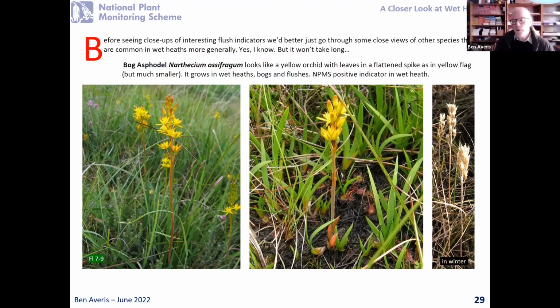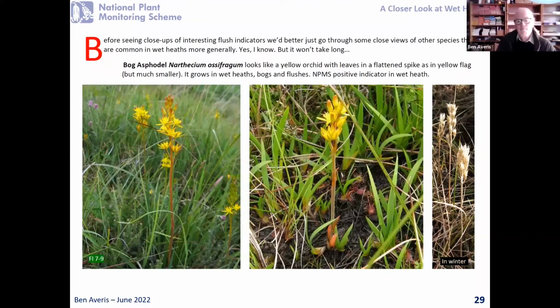One thing we better do is take a look at some of the commoner species that we find through wet heaths a bit more generally, because we've had those dwarf shrubs and those common graminoids, purple moorgrass and the deer grass and so on, common cotton grass. But some of these other things, I mentioned bog asphodel just then. So a few closer pictures of some of these things.